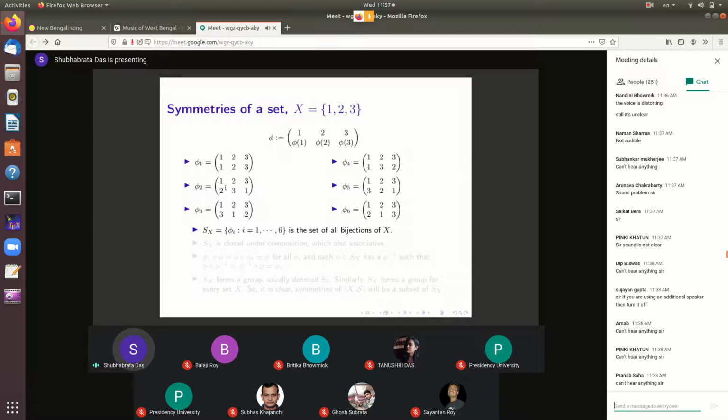Now you look at this element. By applying I mean composition. Since I am talking about bijections, this is a notation I have given. It's a very standard notation for a bijection of this kind of set. Here it means phi is the map which sends 1 to phi 1, 2 to phi 2, 3 to phi 3, and phi 1, phi 2, phi 3 are again elements of the same set. Here we could have chosen a bigger set; this notation still remains the same.